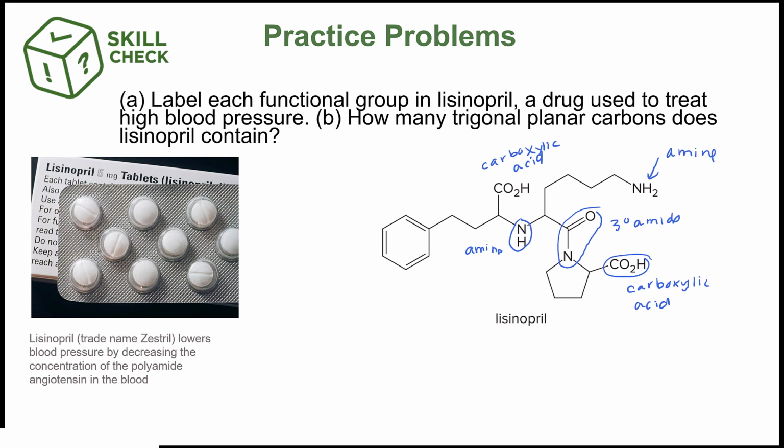The next question is asking us how many trigonal planar carbons does lisinopril have? And that's going to be anywhere C has a double bond. So this one here, this one, and then all the ones in the benzene ring are also trigonal planar.